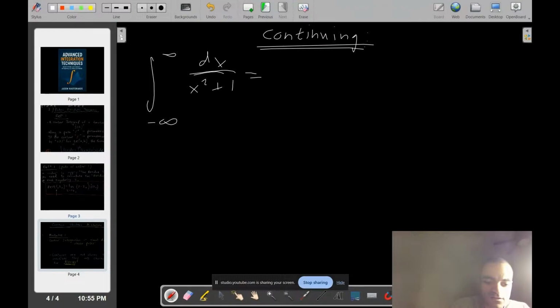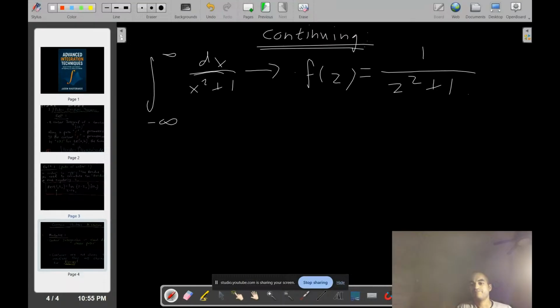well, what I can do is, right, I can transpose my f of x, which is 1 over x squared plus 1, as f of z, right? Notice that f of z is equal to 1 all over z squared plus 1. See what I mean? Okay, 1 over z squared plus 1.